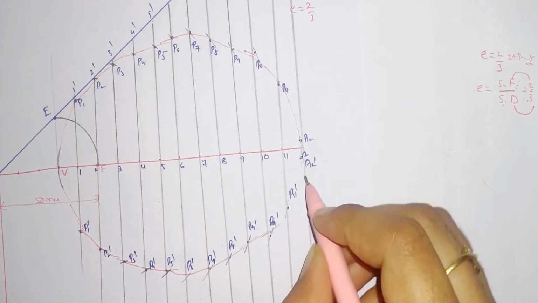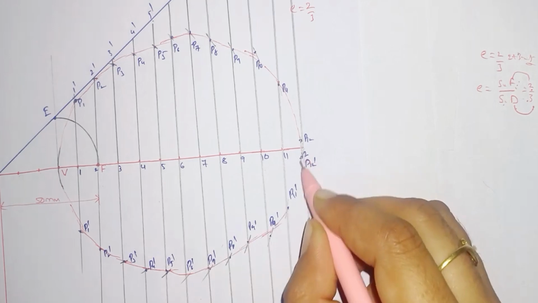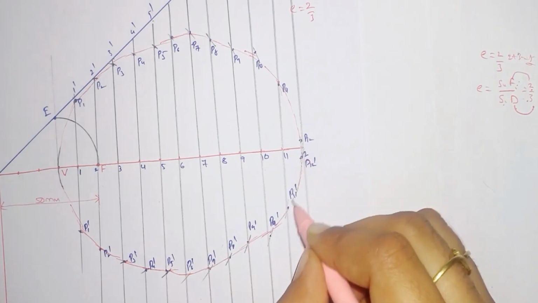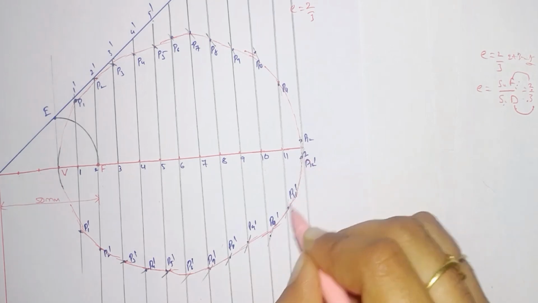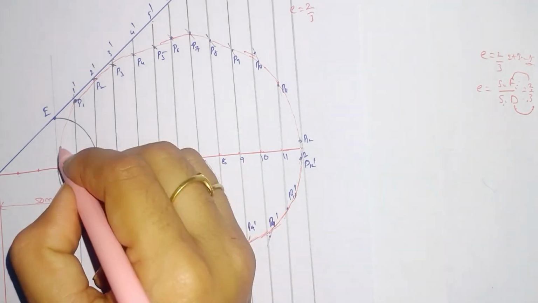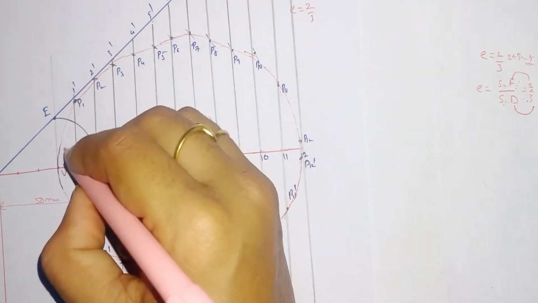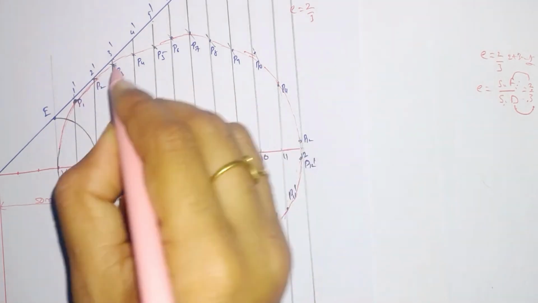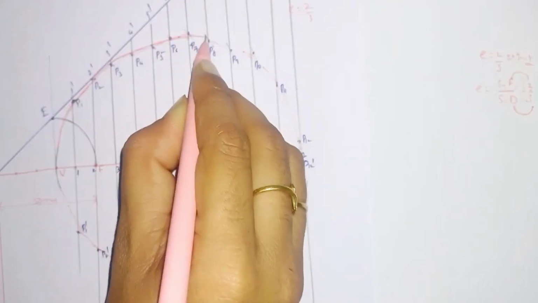Give the points, then they are highlighted, and then it is easy to join. If you do not give the names directly, it is difficult to join the points. If the mentioned point is highlighted, then it is easy to join. Then you have to draw the ellipse curve.